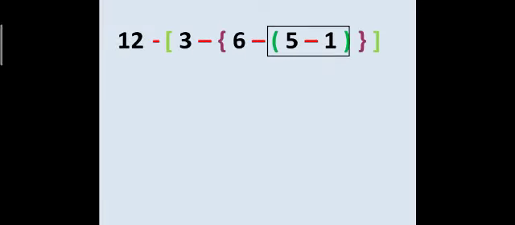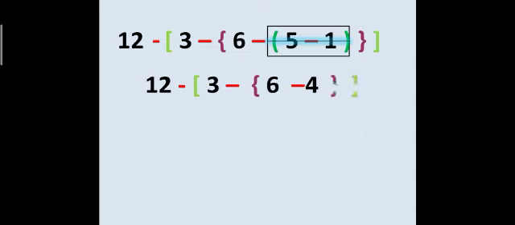Now let us see the next sum. So this is the sum given. In this sum we have three kinds of brackets: round bracket, brace bracket and square bracket. Our first step is to remove the round bracket. In the round bracket the operation given is subtraction. So 5 minus 1, it is 4. Carry the remaining numbers as it is.